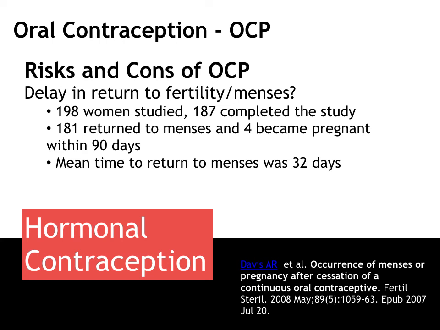There were a few studies on this overall that are generally, again, observational studies. This one study that's referenced here was looking at 198 women and found overall, out of the 187 that completed the study, most of them, so 181, returned to menses and 4 became pregnant within 90 days. The median time to return to menses was 32 days. So generally finding a pretty quick return to periods again. Didn't seem to be any overt or significant issues with fertility based on this study as well.